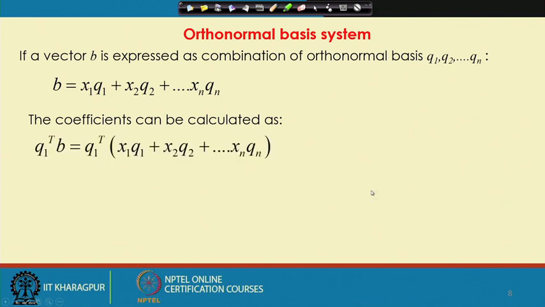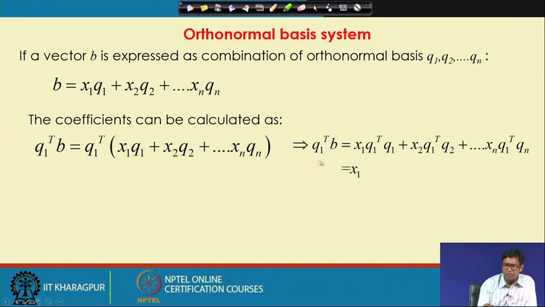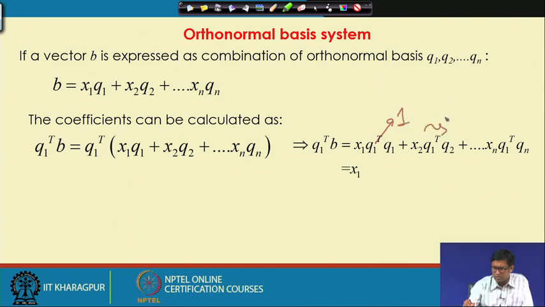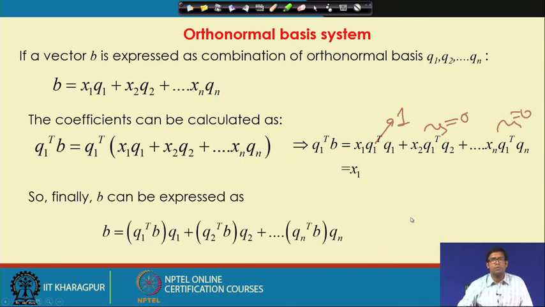The coefficients can be calculated by taking q1 transpose and multiplying it with b. So q1 transpose x1 q1: x1 is a scalar, it will come outside, and q1 transpose q1 is equal to 1. q1 transpose x2 q2 is x2 into q1 transpose q2, and as the q's are orthonormal, q1 transpose q2 is equal to 0. So q1 transpose b is x1 times 1, and the other terms are 0. So this will be x1. Finally, b can be expressed as follows: x1 is q1 transpose b, similarly x2 will be q2 transpose b, x3 will be q3 transpose b, and so on. So b is equal to q1 transpose b q1 plus q2 transpose b q2 plus up to qn transpose b qn.